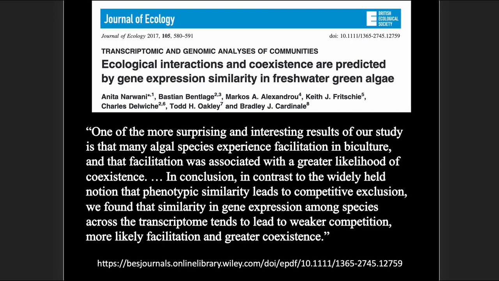And next to this paper, one of the more surprising and interesting results of our study is that many algal species experience facilitation in biculture, and that facilitation was associated with a greater likelihood of coexistence. In conclusion, in contrast to the widely held notion that phenotypic similarity leads to a competitive exclusion, we found that similarity in gene expression among species across the transcriptome tends to lead to weaker competition, more likely facilitation, and greater coexistence. So we're seeing a long list here of falsifications of this prediction, coming at it from different angles.